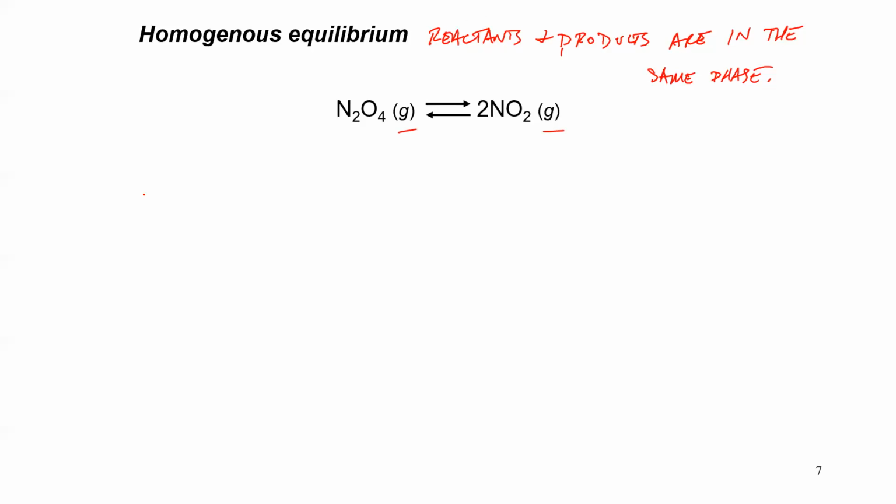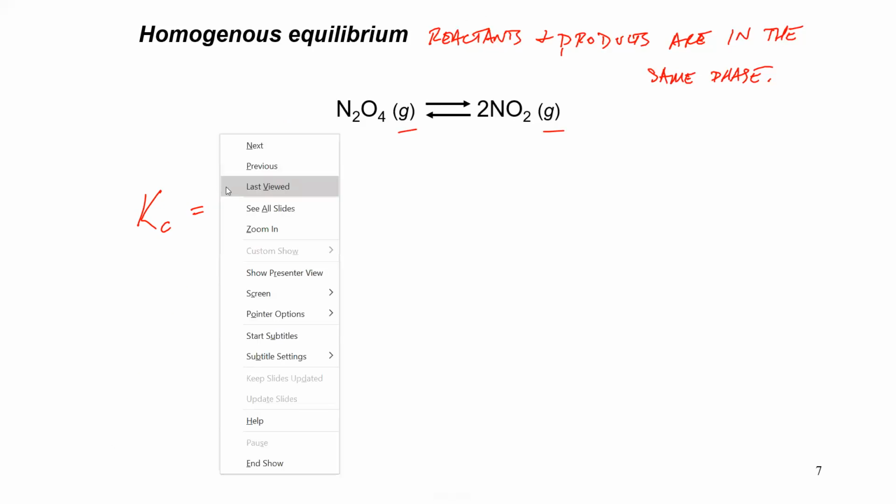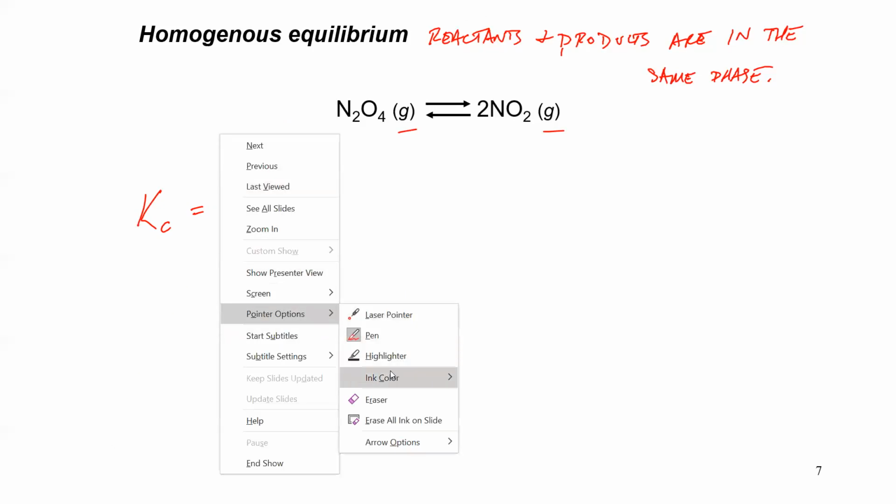And so, again, we know how to write our Kc for this one. We end up with the concentration of NO2 squared.